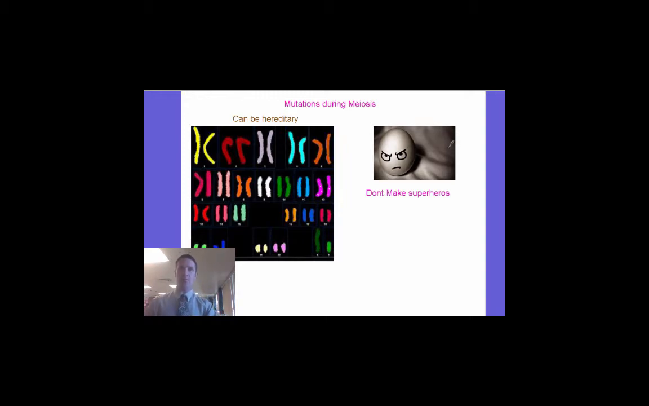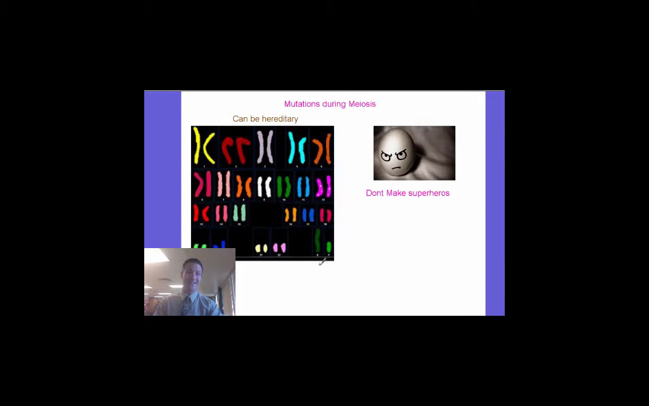Mutations happen a lot of times when our cells copy their own information, when they reproduce the chromosomes. Mutations during meiosis, meaning mutations that happen while making sperm or egg, can be and usually are hereditary things that are passed on from generation to generation, because you've made the mistake in the sperm or the egg, and that is going to go on to the offspring.